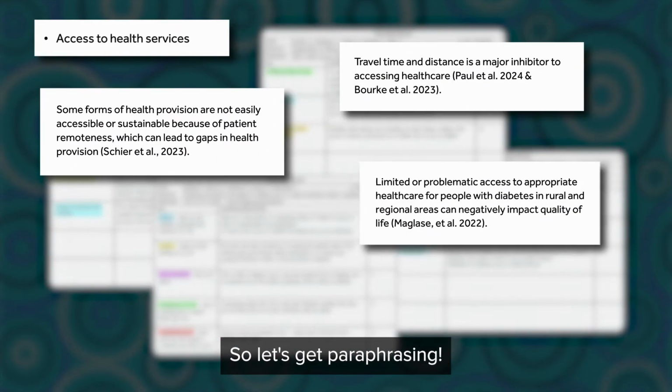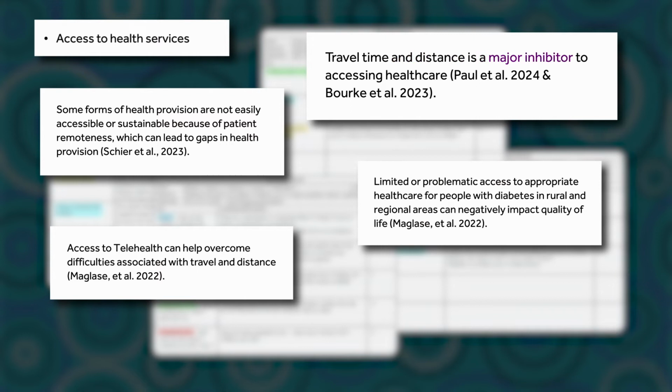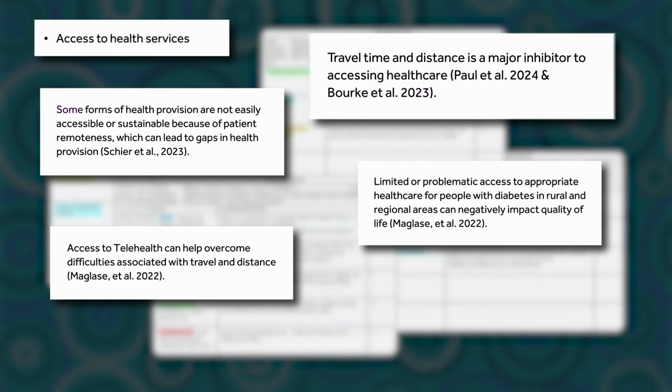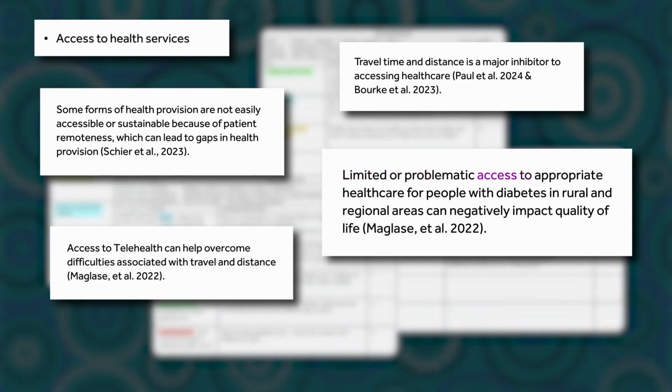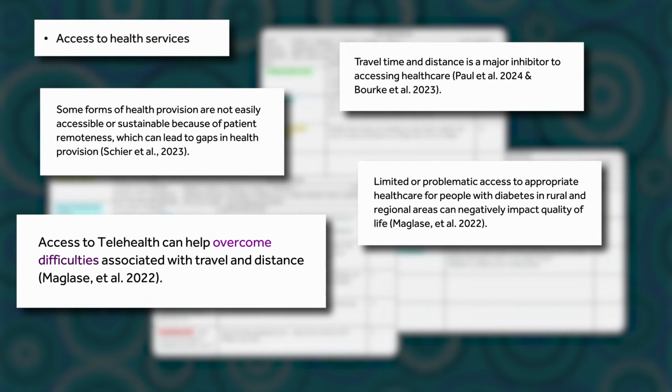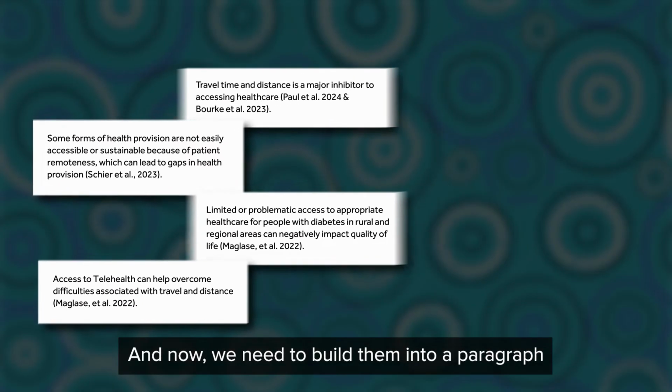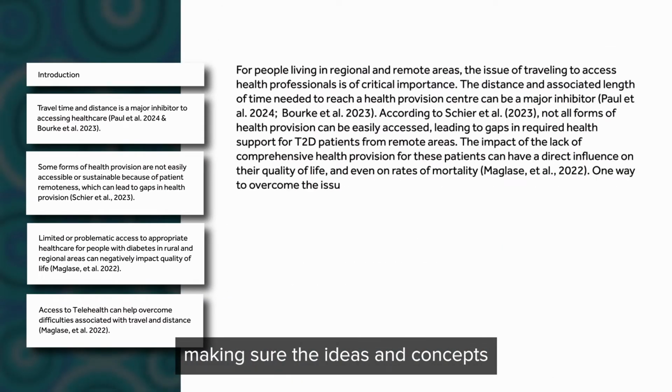So let's get paraphrasing. Travel time and distance is a major inhibitor to accessing healthcare. Paul et al. 2024 and Burke et al. 2023. Some forms of health provision are not easily accessible or sustainable because of patient remoteness, which can lead to gaps in health provision. Shear et al. 2023. Limited or problematic access to appropriate healthcare for people with diabetes in rural and regional areas can negatively impact quality of life. McGlaze et al. 2022. Access to telehealth can help overcome difficulties associated with travel and distance. McGlaze et al. 2022.